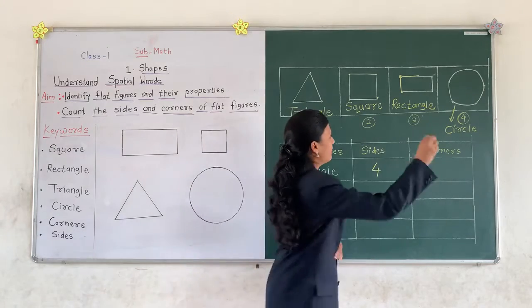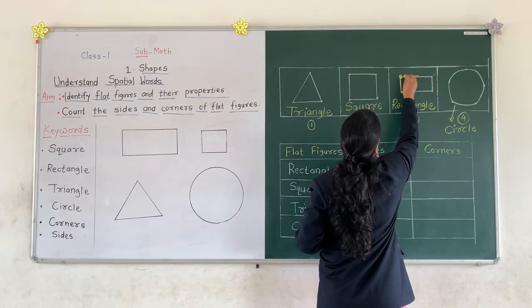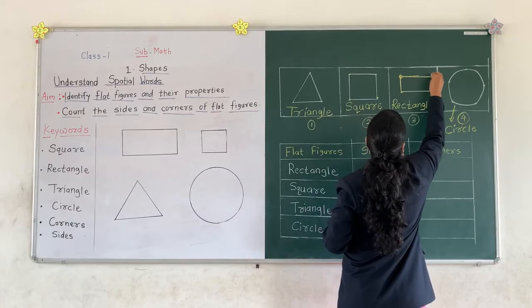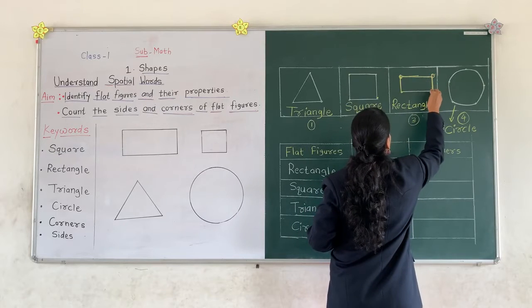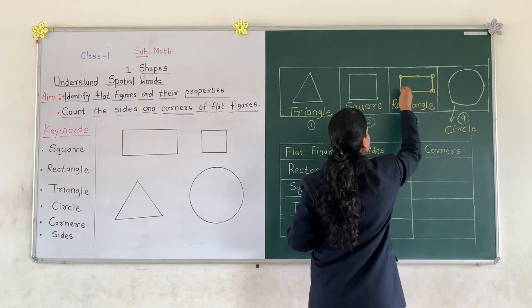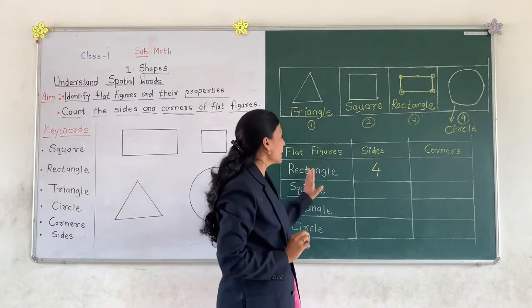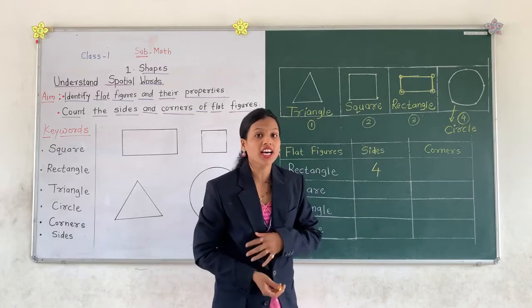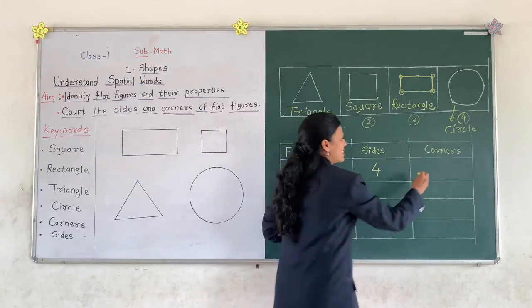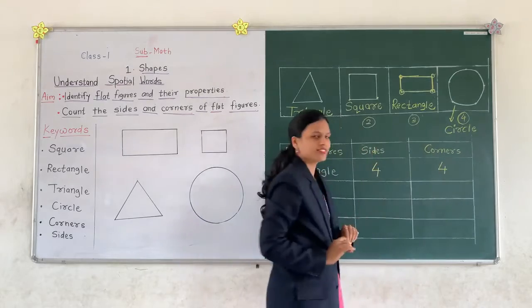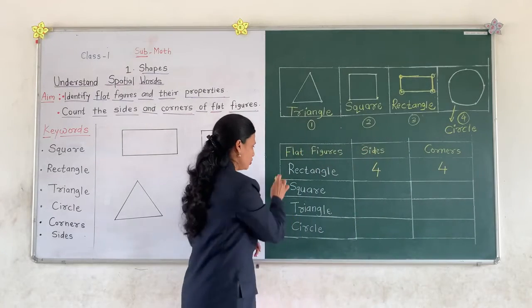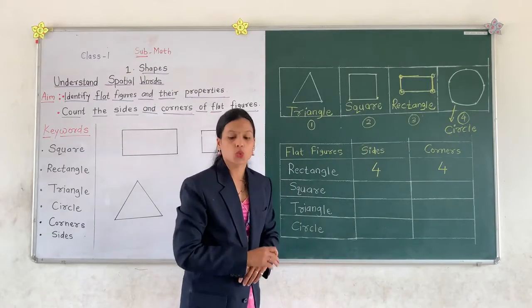Right, students? We will count again one more time. Corner number 1, corner number 2, corner number 3 and this is corner number 4. So rectangle has how many corners? 4 corners. Right, students? Understood? Then we will move to our next flat figure.